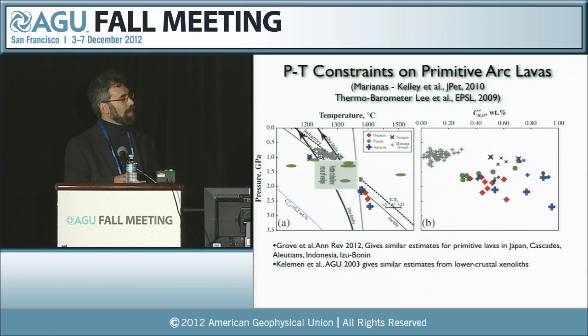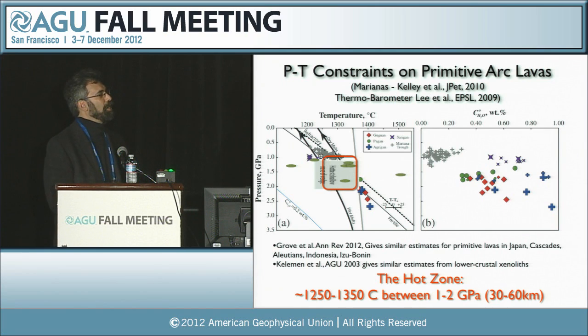And this is not just Marianas. This is Japan, Cascades, Aleutians, Indonesia. Whenever we look at this, the deep mantle may be cold, but the shallow mantle is hot. Just as a target, I'm going to call the hot zone basically temperatures between about 1,250 and 1,350 degrees, between 1 and 2 gigapascals, 30 to 60 kilometers.